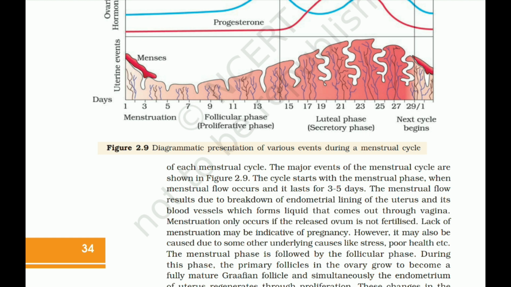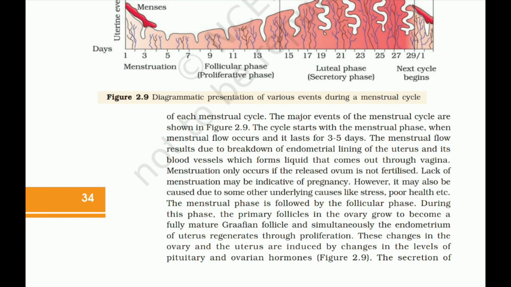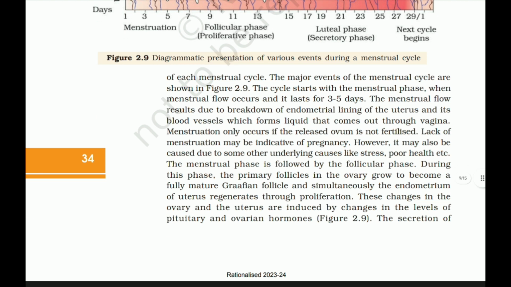The menstrual phase is followed by the follicular phase. During this phase, the primary follicles in the ovary grow to become a fully mature Graafian follicle, and simultaneously the endometrium of the uterus regenerates through proliferation. These changes in the ovary and the uterus are induced by changes in the levels of pituitary and ovarian hormones.